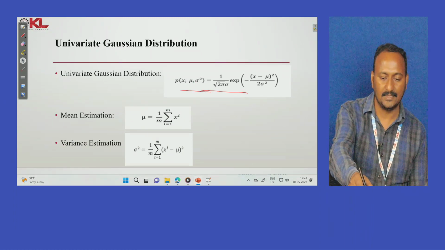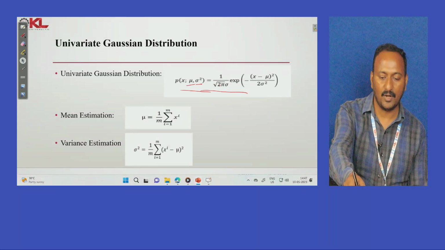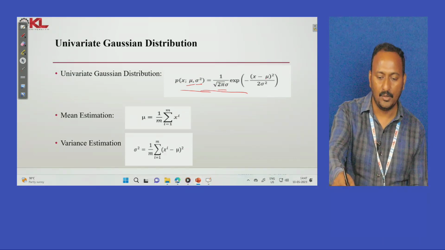Probability of x given mu, sigma square. Here mu is the mean and sigma square is the variance estimation. So the formula is 1 by square root of 2 pi sigma square, exponential of minus (x minus mu) whole square by 2 sigma square.